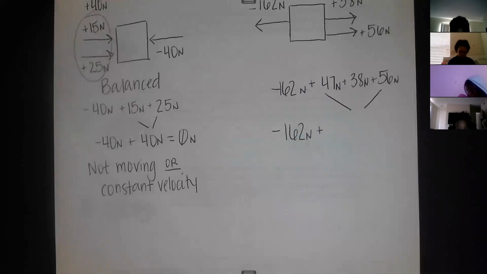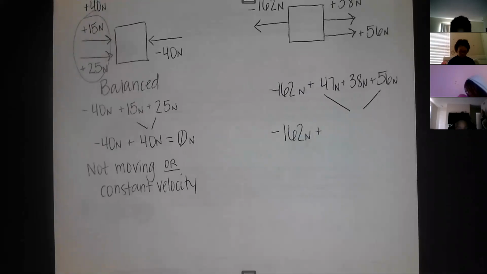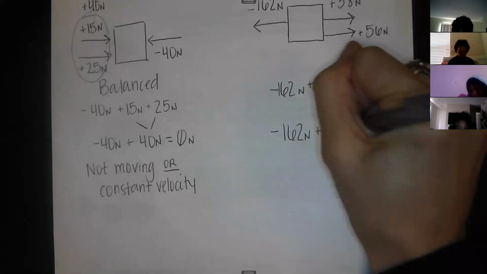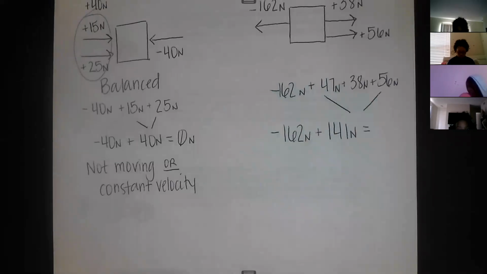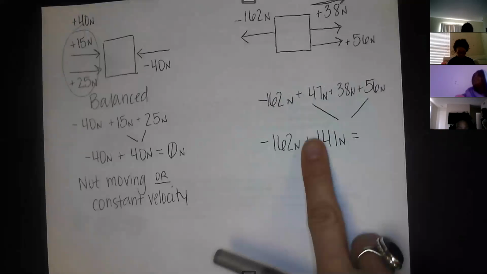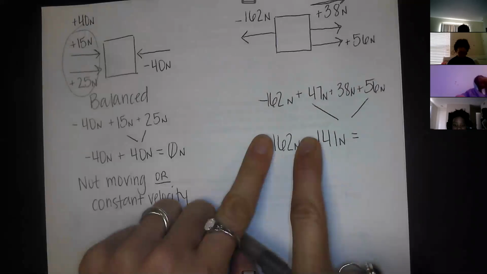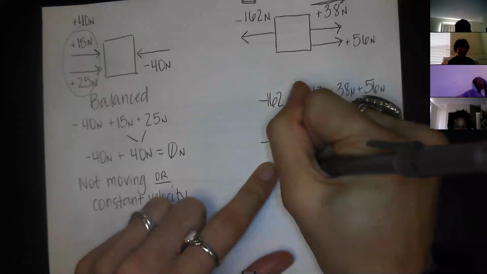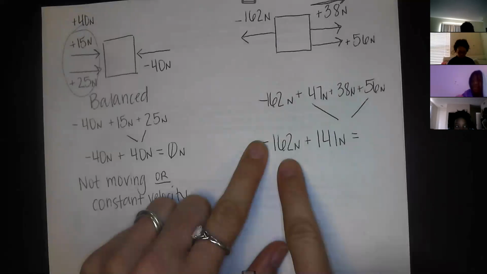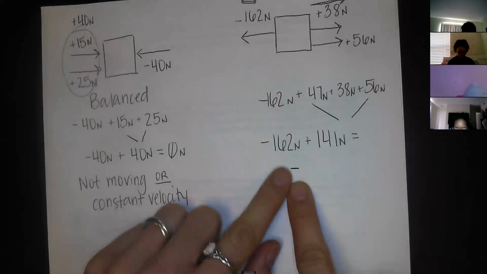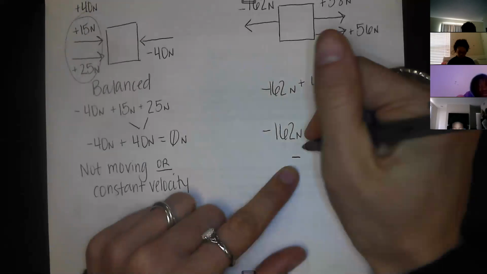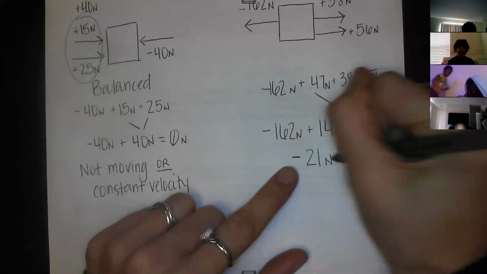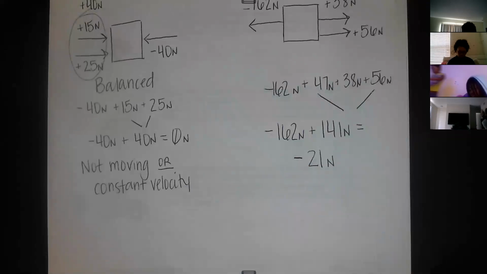What did you get? That's what I got too. Anybody else get that? Okay. Plus 141 newtons equals, do I have more negatives or positives? Which number is bigger? Very good. So my answer is going to be negative because this number is bigger than this number, right? So it takes that sign. How much greater is it? By 21. What am I missing? Direction. What direction am I going?